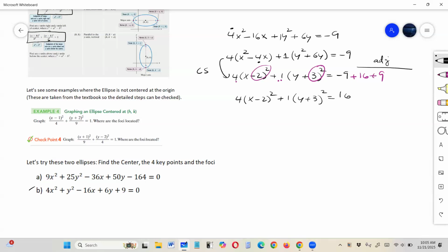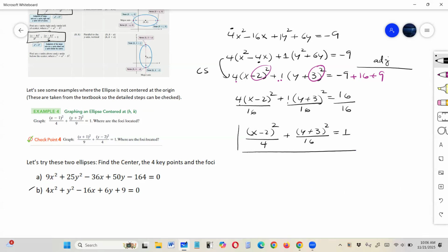And we get 16 here. So I know this is not a circle because these two coefficients are not equal. So I have an ellipse, which means I have to have a 1 on the right. So I have to divide everything by 16. Okay, perfect. So now I simplify everything by 4. Okay, in the first case. Right, this is my standard form. So part of the problem is already done.